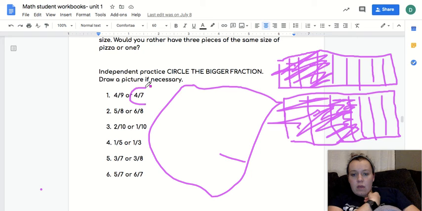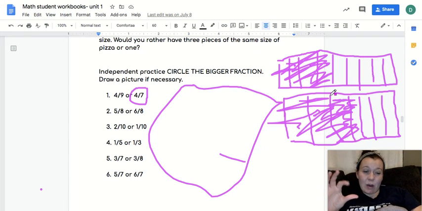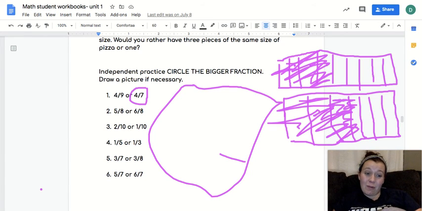Also, sevenths are bigger than ninths, and since their numerators are the same, I have the same amount of pieces, but sevenths are going to be a little bit bigger because I'd rather share with 7 people than I would want to share with 9.